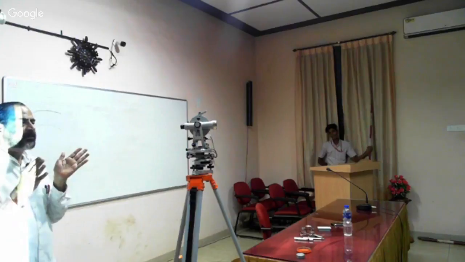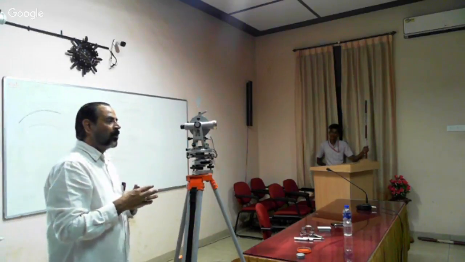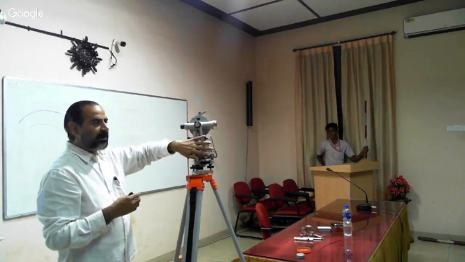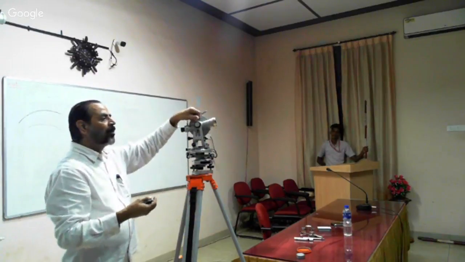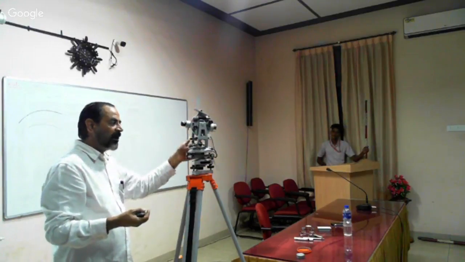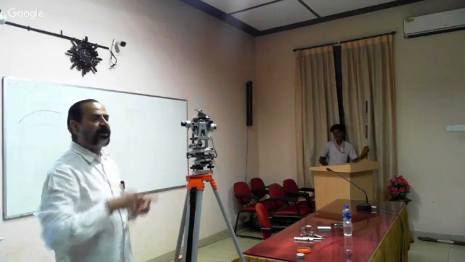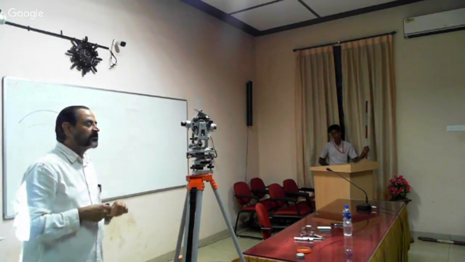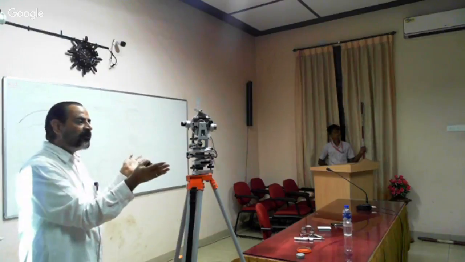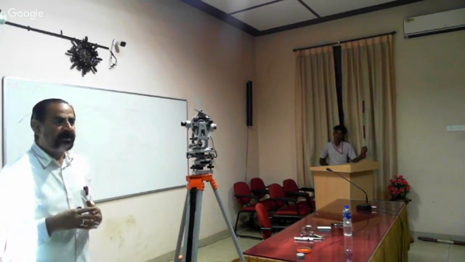Understood? Now this is the procedure. How many readings are there now? Face left observation, vernier A and vernier B. Then face right observation, vernier A and vernier B. How many readings do we have now? We have 4 readings. The average of these 4 readings gives you the value of the angle AOB. Understood? Got it?